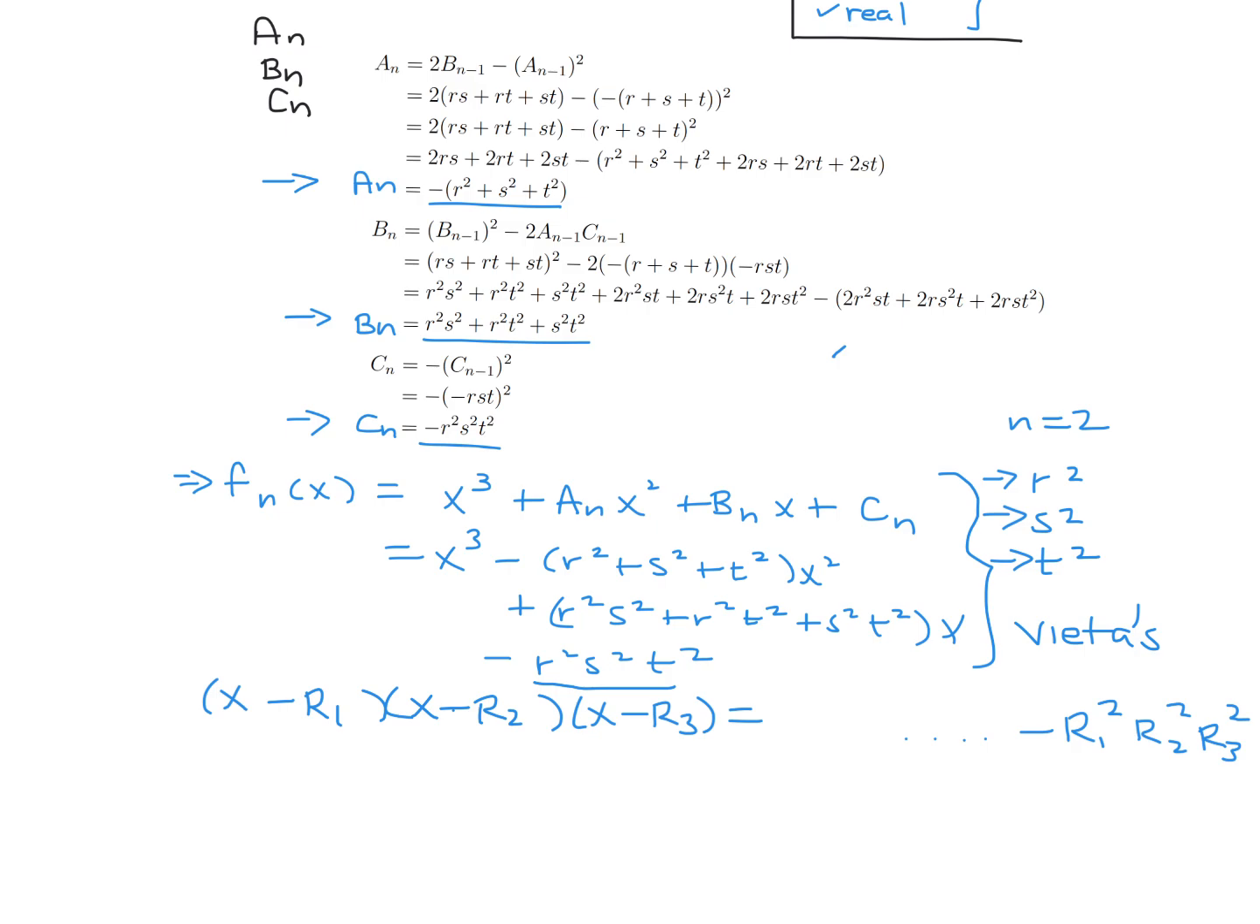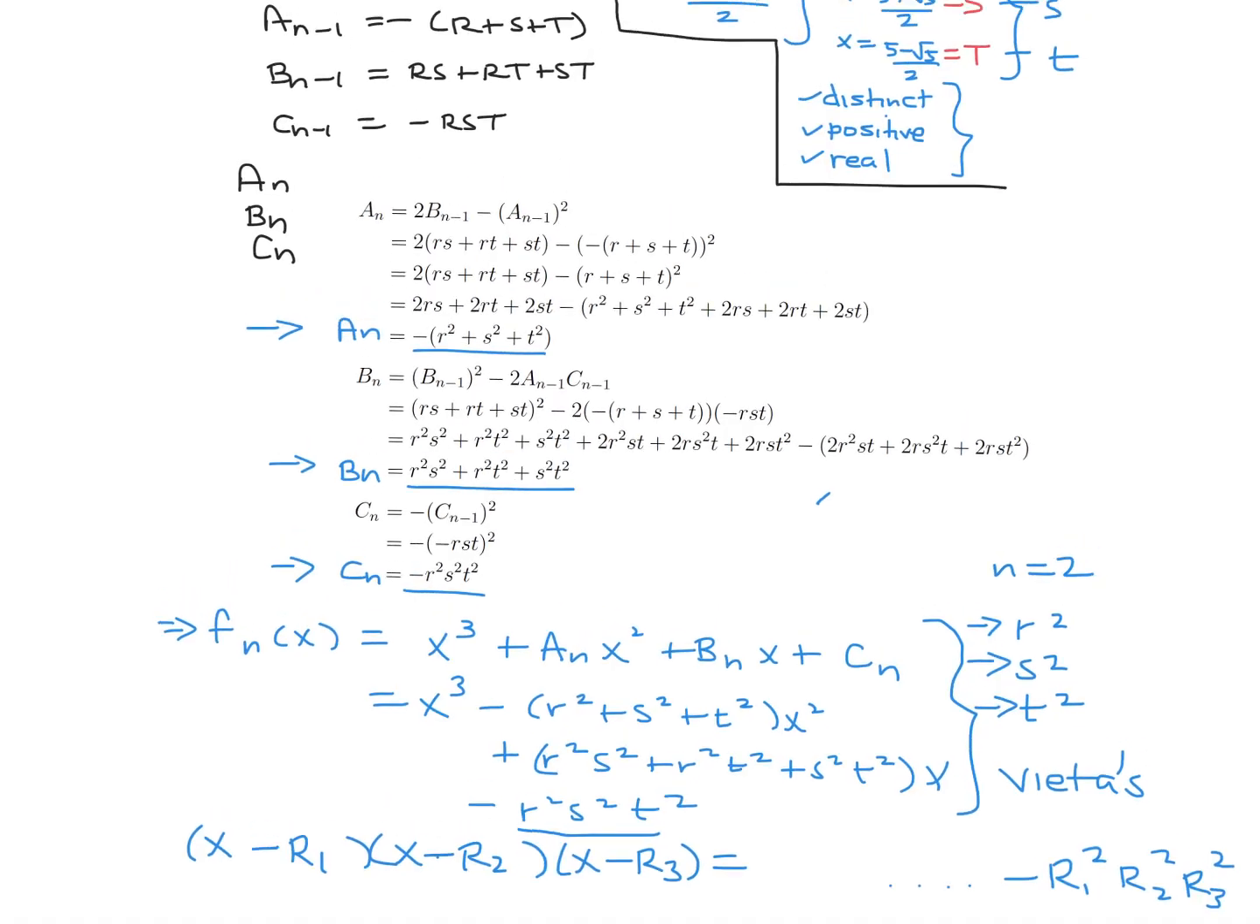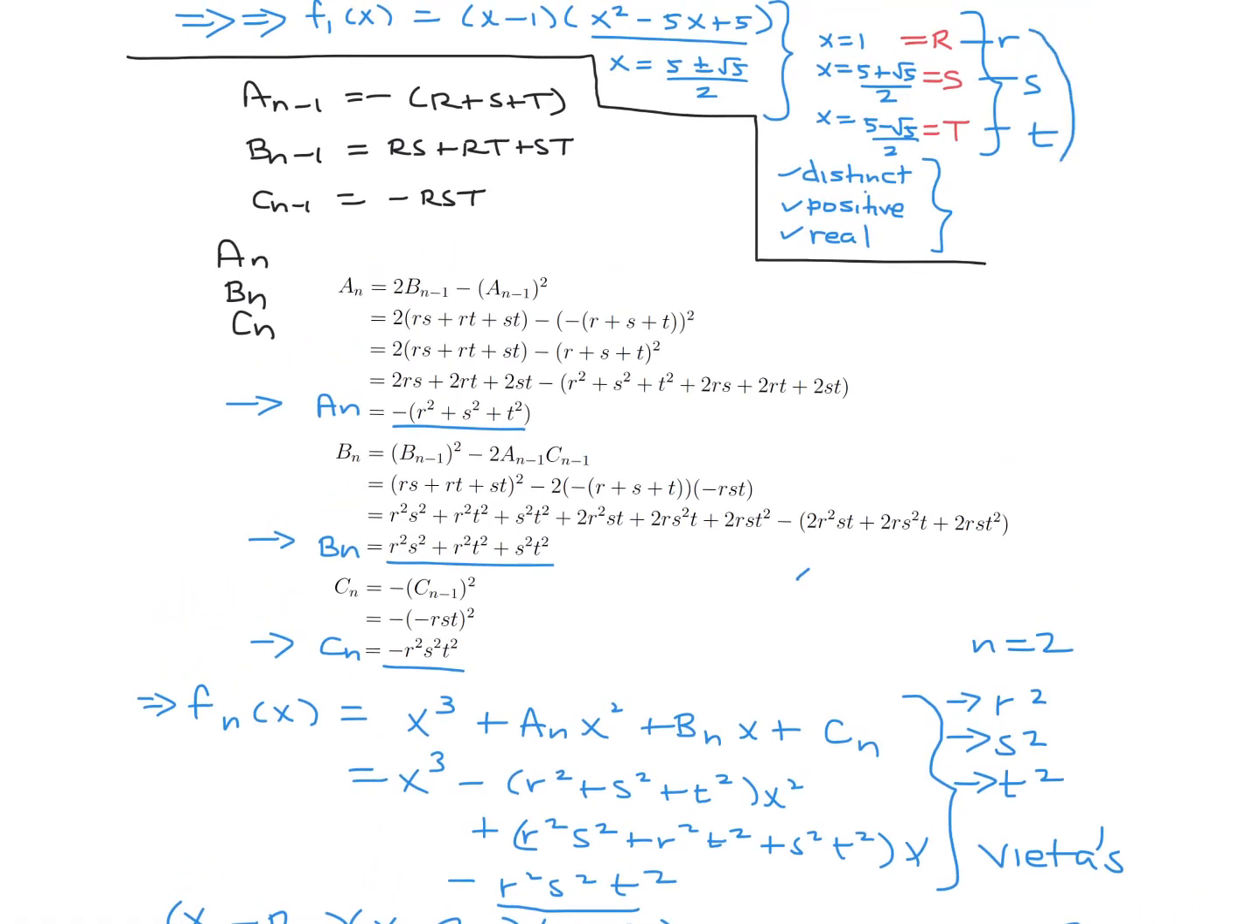So what that proves to me is that if r, s, and t are distinct, positive, and real, then their squares will also be positive, distinct, and real. And then you just continue like that. It would be the same thing for f at 3, f at 4, and so on, all the way down to f at 100. Each polynomial will basically have roots that are the squares of the previous polynomial, and therefore this means that all the roots will always be distinct, positive, and real.